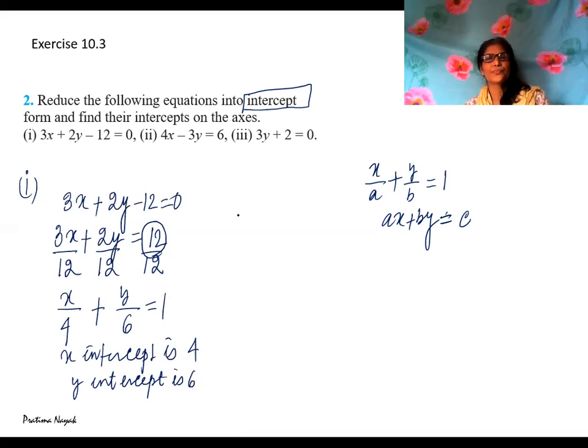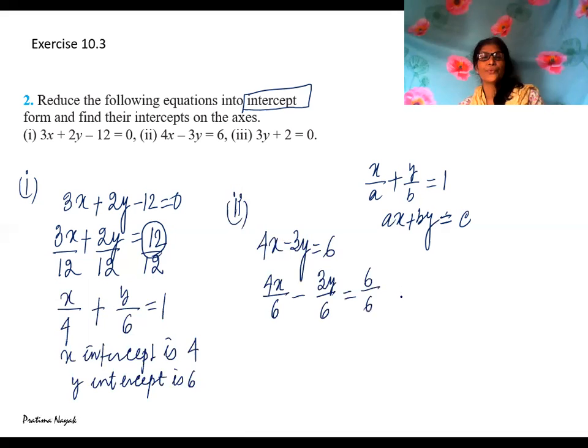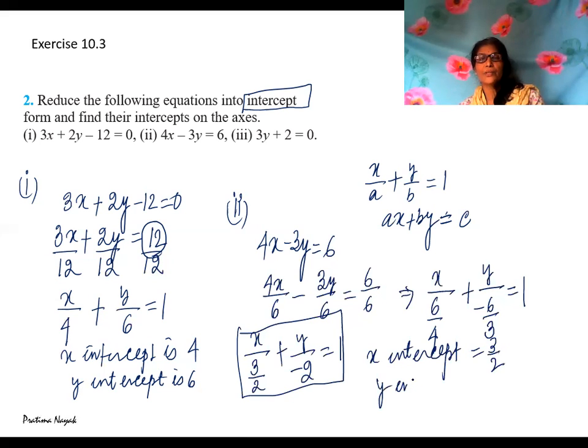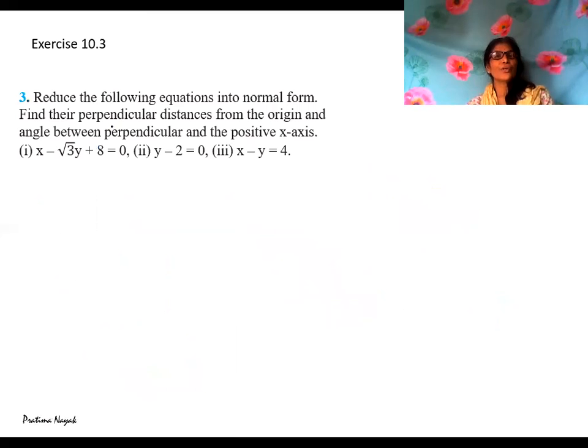Now part 2. Part 2 is 4x minus 3y is equal to 6. So I'll divide throughout by 6. 4x by 6 minus 3y by 6 is equal to 6 by 6. Or this gives me x by 6 by 4 plus y by minus 6 by 3. I'll take negative 2 in your denominator. Or I'm getting x by 3 by 2 and y by minus 2 is equal to 1. So this is the intercept form. Now coming to what is x-intercept. X-intercept is 3 by 2. And what is y-intercept? Y-intercept is equal to minus 2.